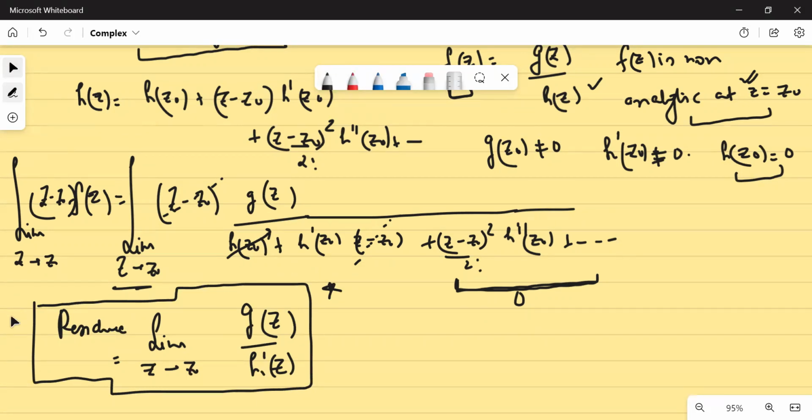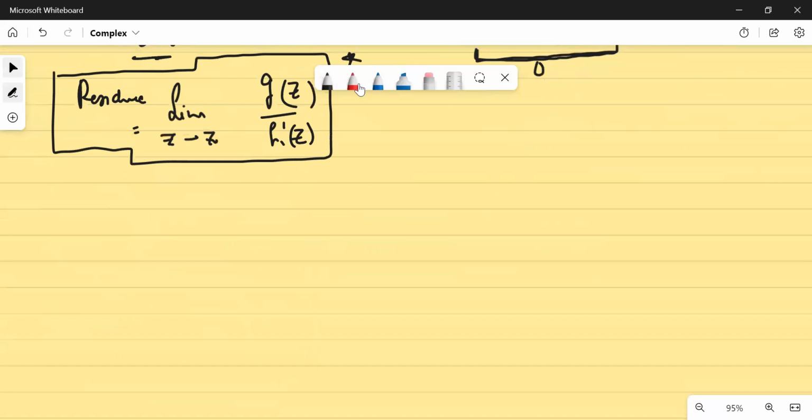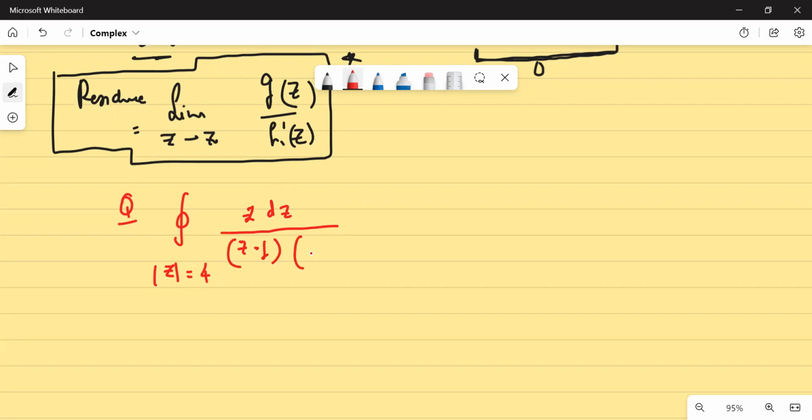I'm just trying to do a few problems. Yesterday we were discussing a few problems. If I'm telling you to find this integration for me, over mod z equal to, yesterday I was giving you mod z equal to 1, let's say now mod z equal to 4, find the integral of z dz upon (z minus 1) into (z square plus 9). So let's say this is your question.